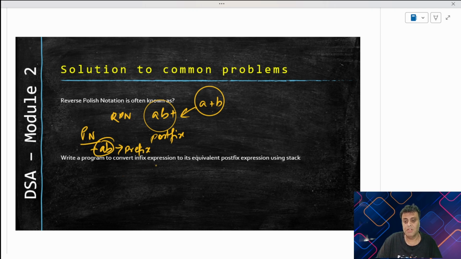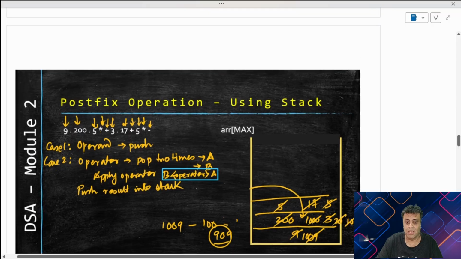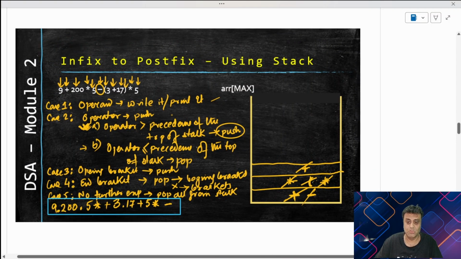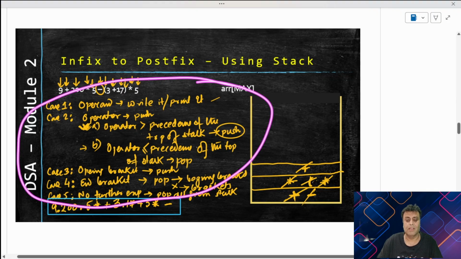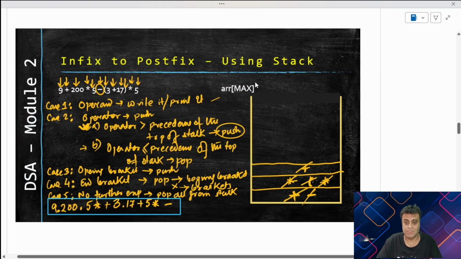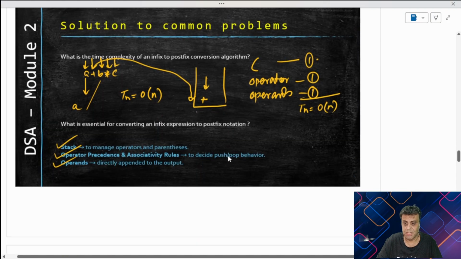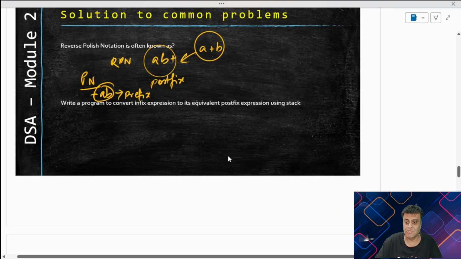So that's on the RPN part of it. Write a program to convert infix expression to its equivalent postfix using stack. This is your program, right? Write this algorithm, you are done with that question, right? So that's something that we have discussed. So this is also done.